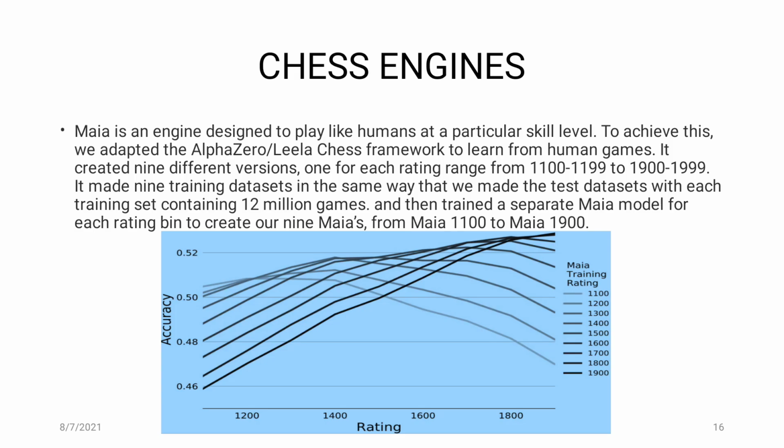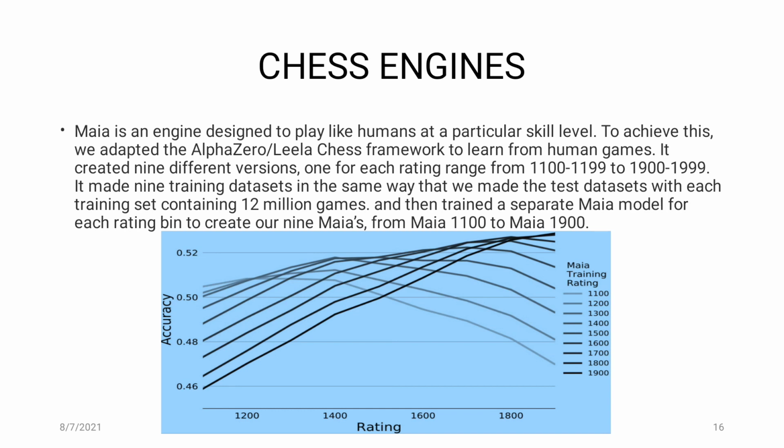The next one is Maya. Maya is an engine designed to play like a human at a particular skill level. To achieve this, we adapted the Alpha Zero or Leela Chess framework to learn from human games. We created 9 different versions, one for each rating range from 1100 to 1199 up to 1900 to 1999. These are the ratings given by the Elo rating system, which uses mathematical terms to calculate the relative skills of the players and the engines.